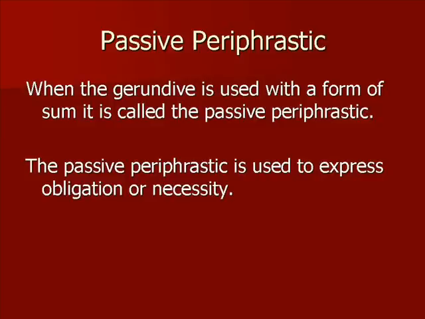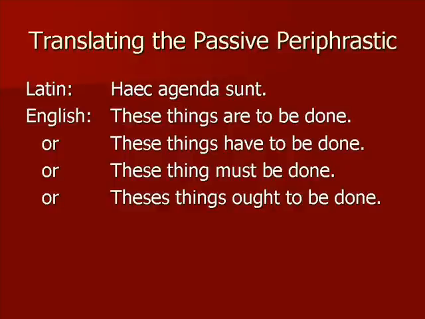When the gerundive is used with a form of sum, it is called the passive paraphrastic. The passive paraphrastic is used to express obligation or necessity. The passive paraphrastic can be translated using the helping verbs to be, have to be, must be, or ought to be, like the following: Haec agenda sunt. These things are to be done. These things have to be done. These things must be done. These things ought to be done.